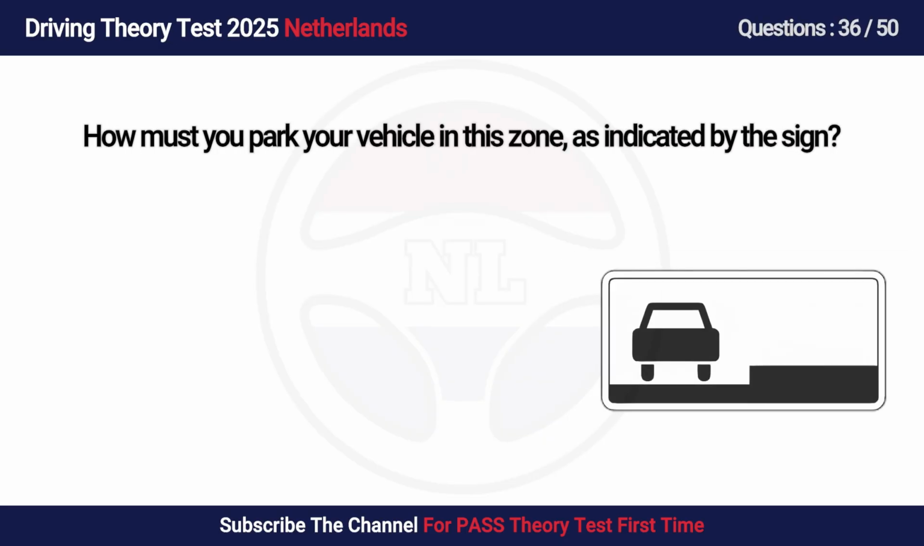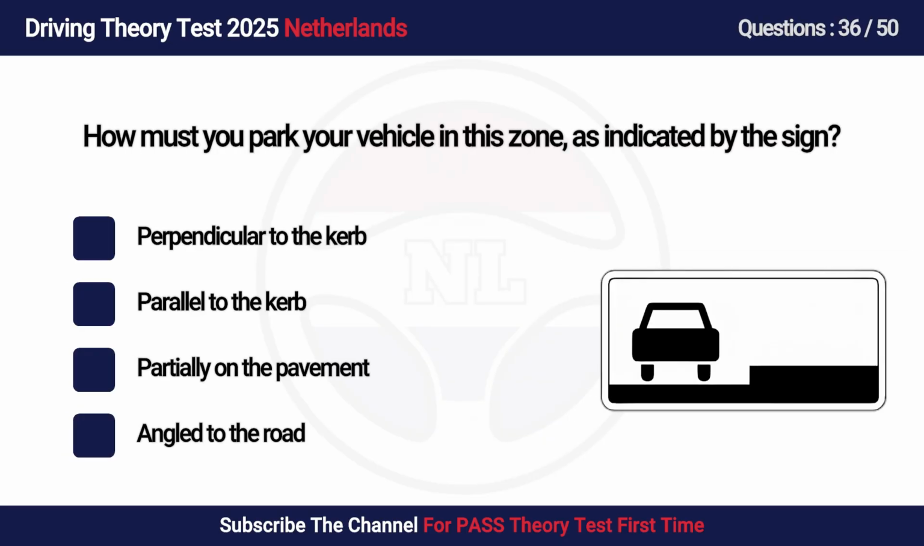Question 36. How must you park your vehicle in this zone as shown by the sign? A. Perpendicular to the curb, B. Parallel to the curb, C. Partially on the pavement, D. Angled to the road.